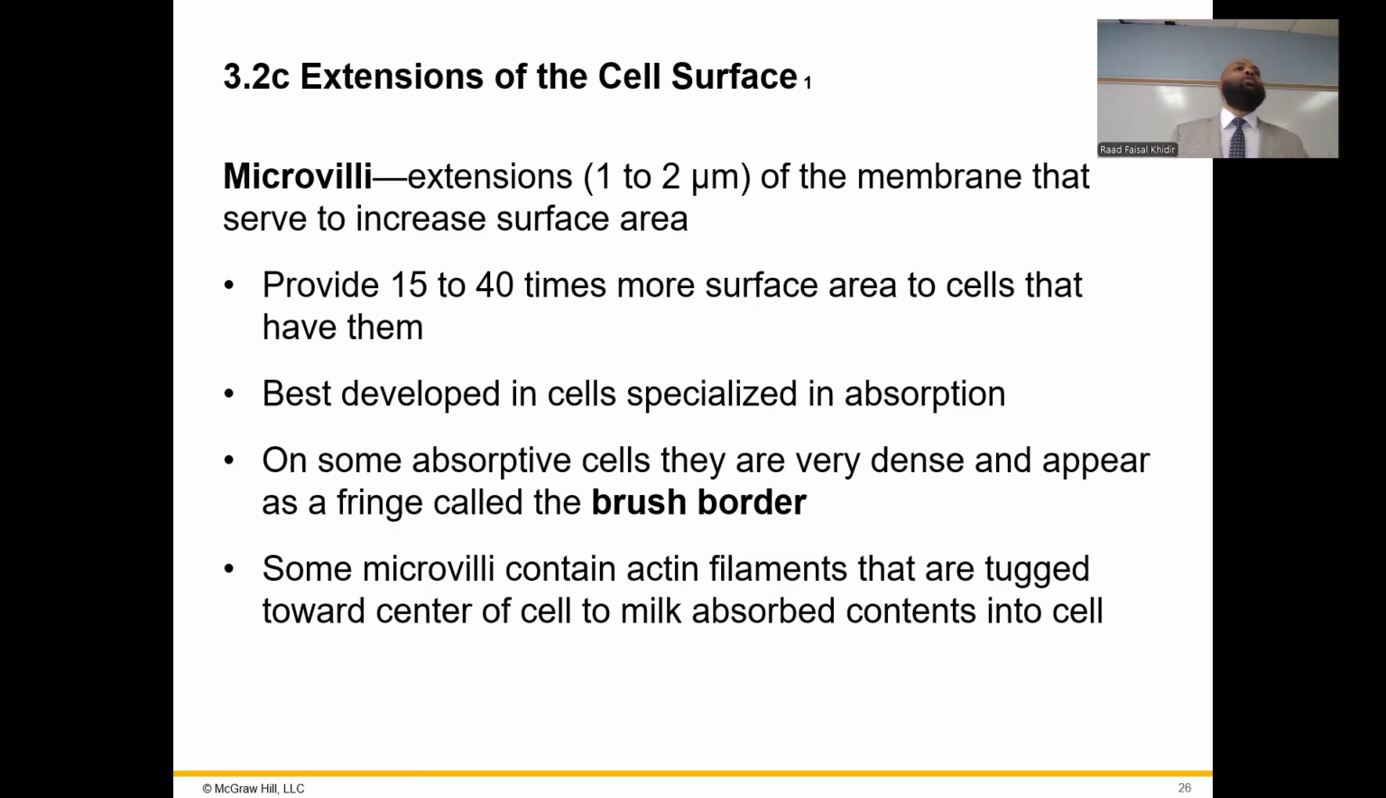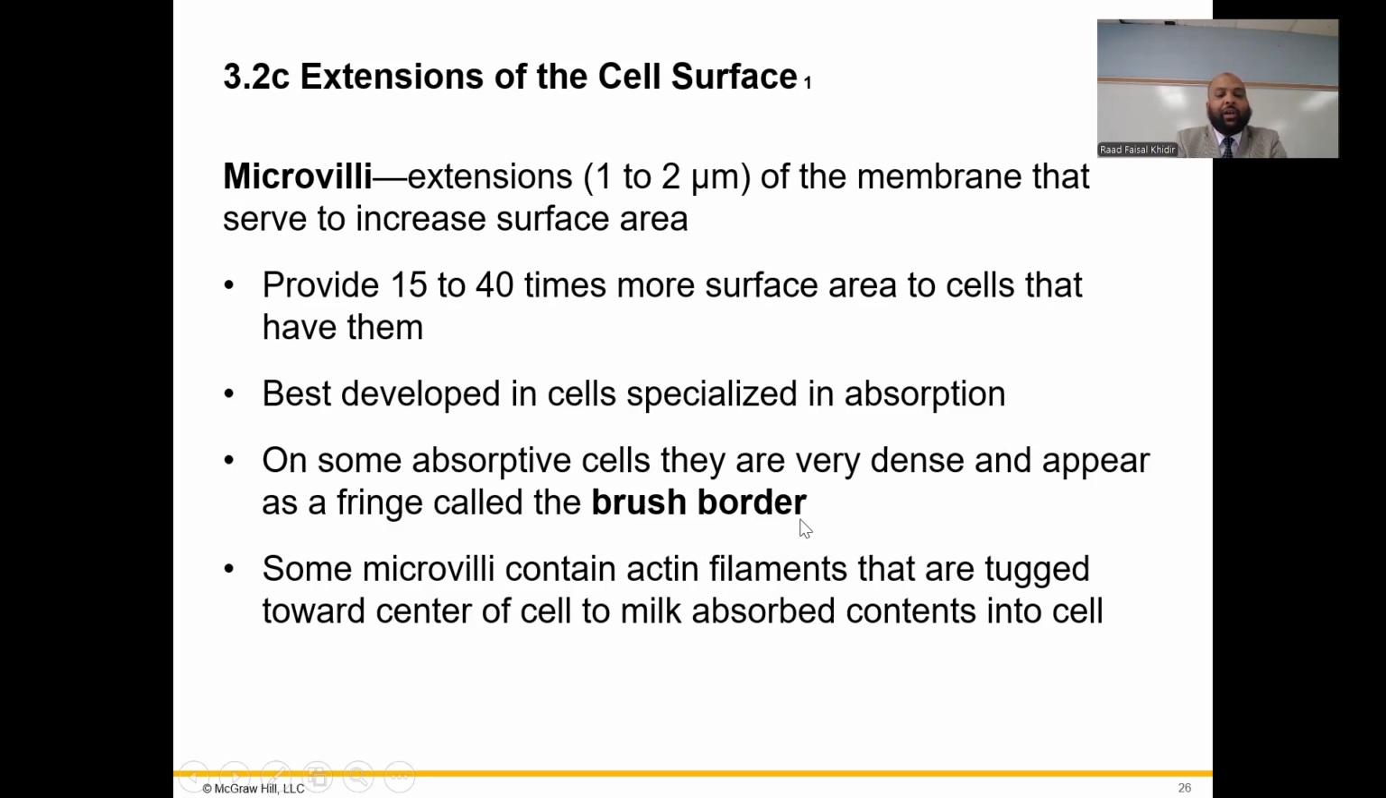After I broke them down, then I can shuttle them into the cell. But before that, I need to absorb. I need to absorb everything into the blood so I can deliver it to the tissue so I can get ATP. So it's very important for you to remember where we find microvilli and why they are important and useful. They increase surface area, and I increase surface area to maximize the process of absorption. Some absorptive cells are very dense and appear as a fringe, and they are called brush border. The brush border is found in the intestines.